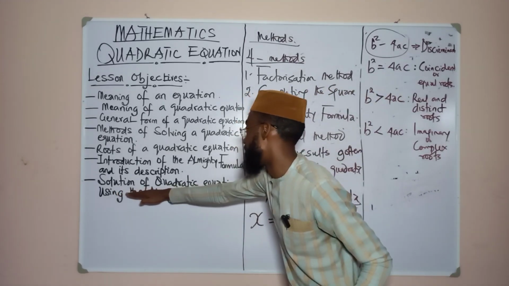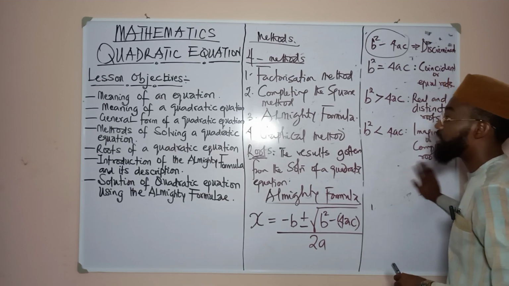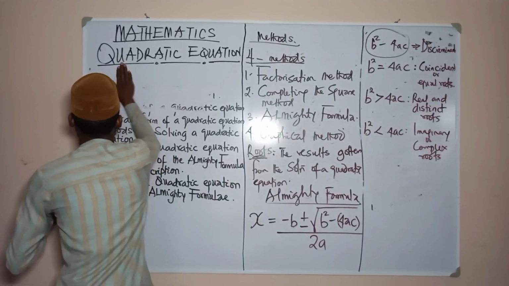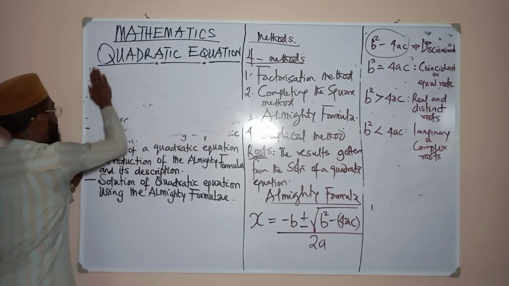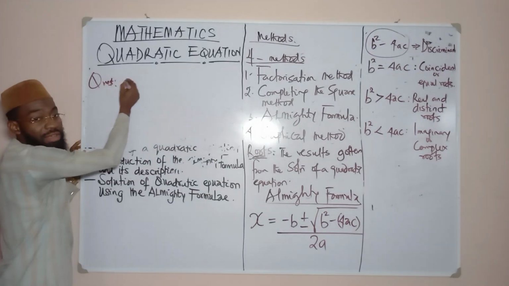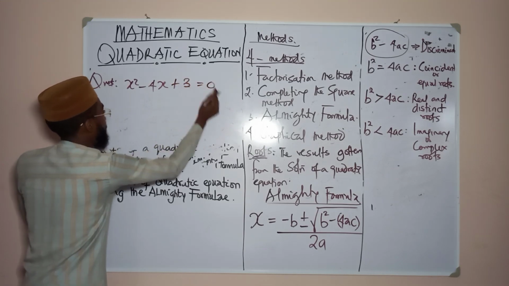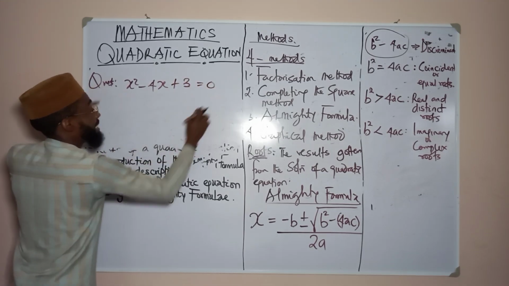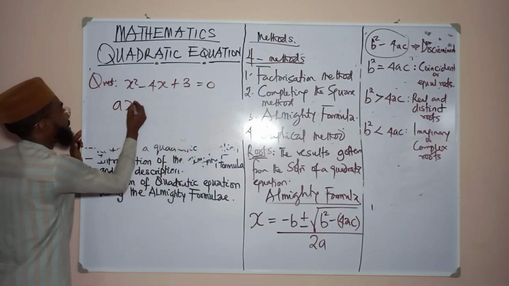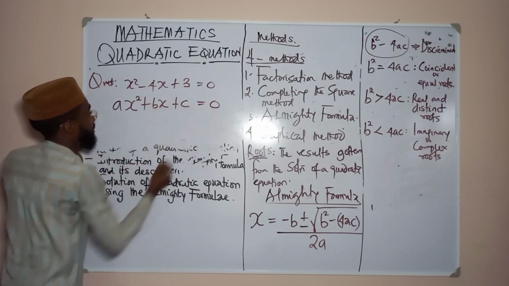Okay, so let's get into the final thing, the solution of a quadratic equation using the almighty formula. Let's learn how to apply this now. I hope you don't mind if I clean this other one. We're going to just take a question immediately. I have x squared minus 4x plus 3 is equal to 0. Now you see that this looks exactly like the general form of a quadratic equation, which is ax squared plus bx plus c equals 0.